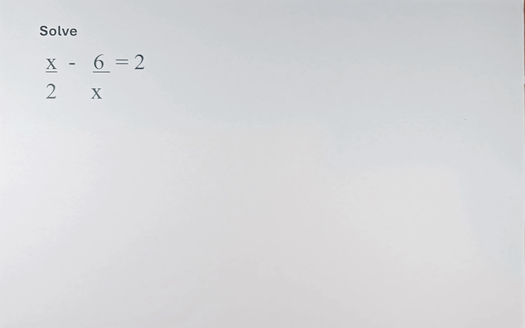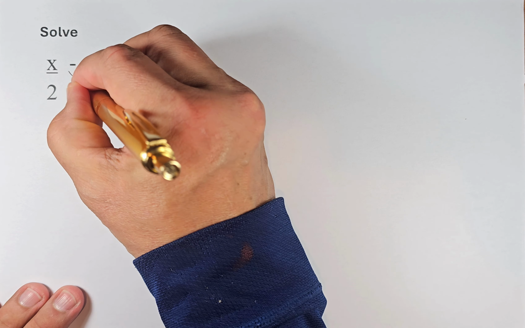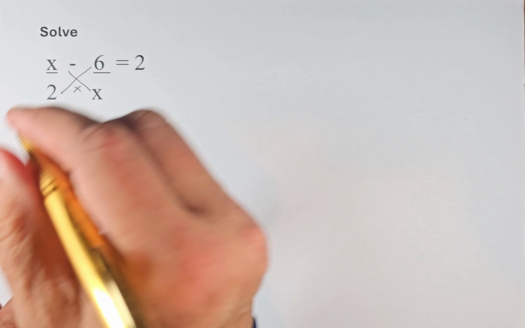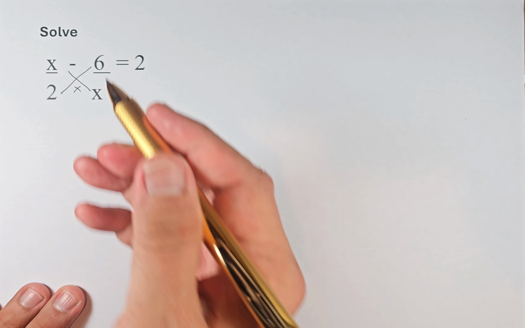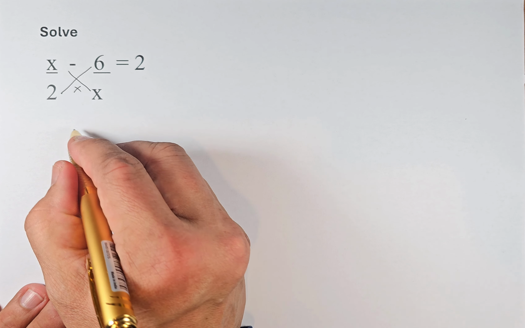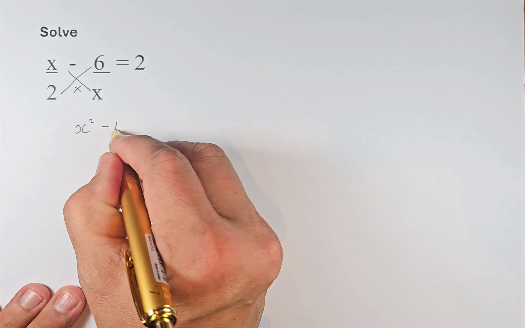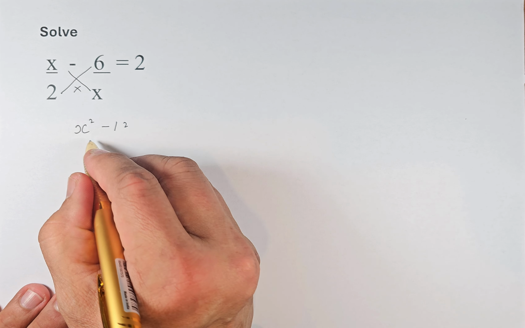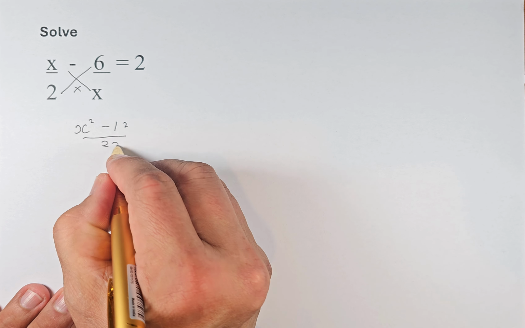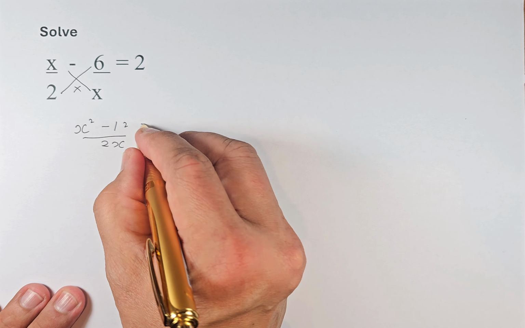The question is, solve x over 2 minus 6 over x equals 2. Whenever you have this question, you always have to cross multiply. Cross multiply and you multiply the denominators. So it's called the double x method. So x times x becomes x squared. 2 times 6 is minus 12, because of the minus here. And the denominator is going to be 2x, and it equals 2.